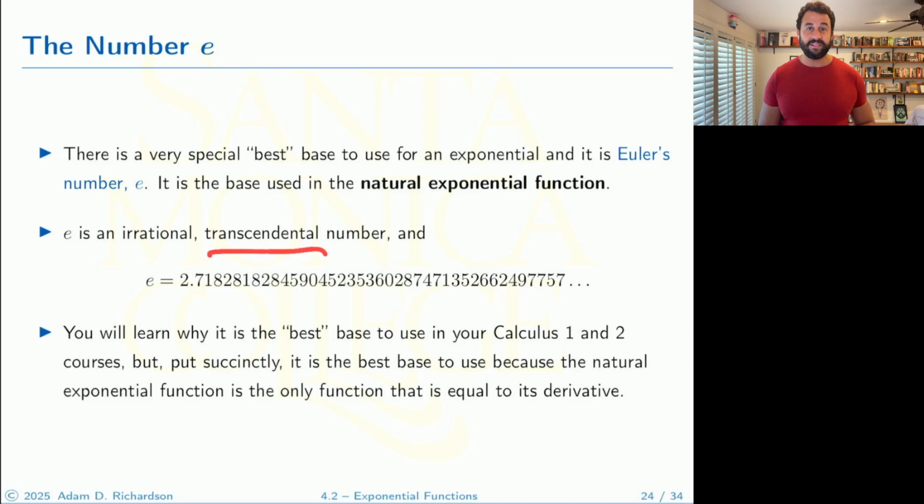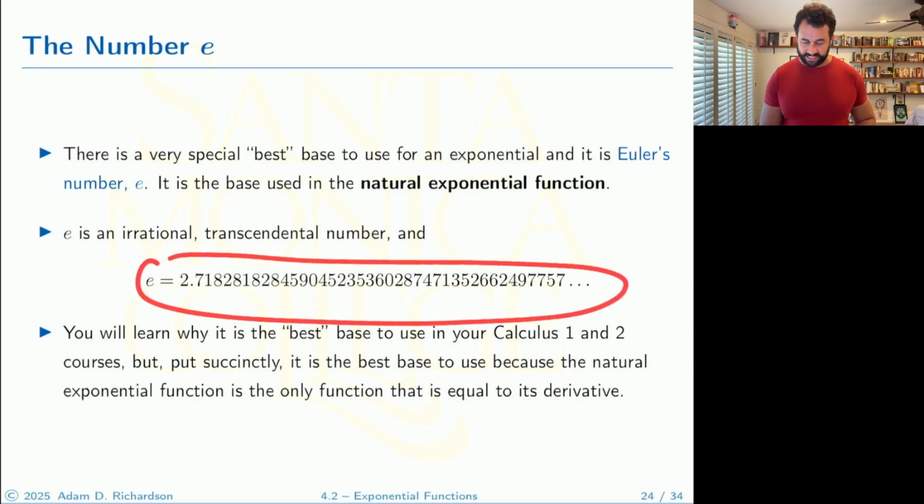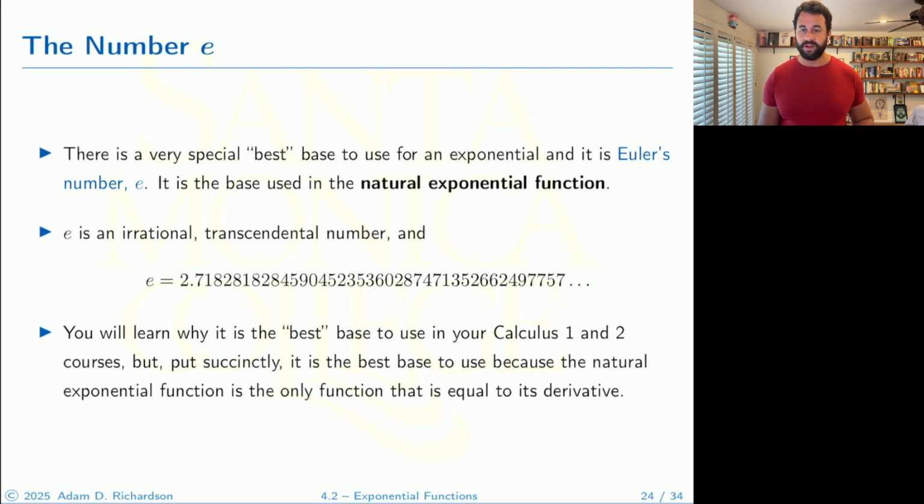It is transcendental as well, so it's not an algebraic number. And it's equal to this, but it's irrational, so it goes on forever. There's no continually repeating pattern. It's irrational. But roughly speaking, e is about 2.718 for rounding or truncation purposes.